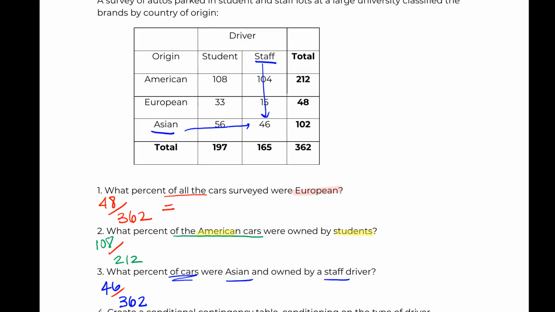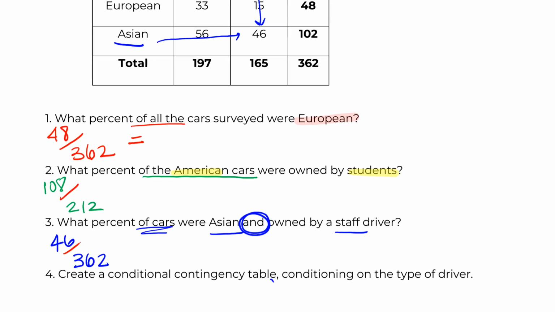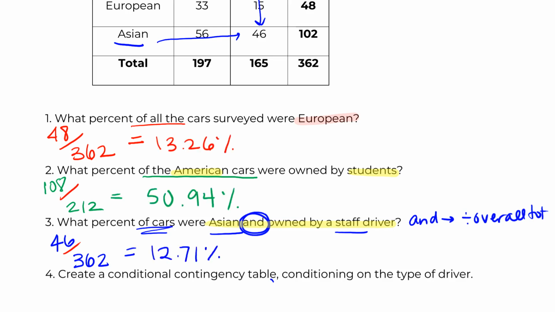Another way to spot this, by the way, is anytime we see the word and in these questions, in terms of the grammar here, it's telling us that these two things are linked together and that's their own piece of the sentence. So anytime you see the word and you could even make yourself a little note, you're going to have to divide by the overall total as opposed to one of what we call marginal totals. So I'm going to go ahead and get those percents for us. So I just threw those into my calculator, moved my decimal place 2, and I got my percents.